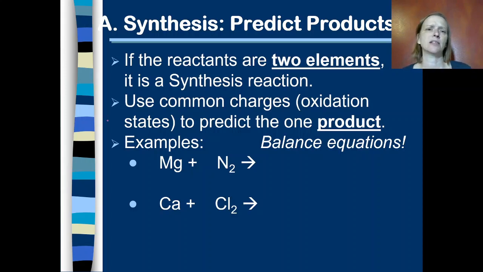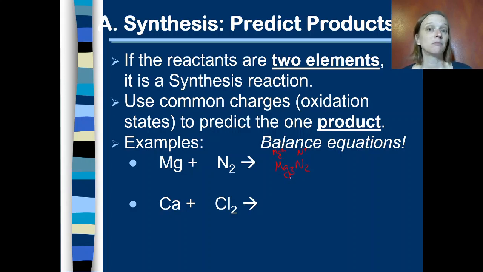So here in this example, if I start with magnesium and nitrogen gas, then how would these two elements combine together in a formula? Well, looking on the periodic table, magnesium has a charge of +2 and nitrogen has a charge of -3 in its compounds. So how would those two ions come together? I would need 3 magnesiums for every 2 nitride ions. And so these would react to form magnesium nitride.